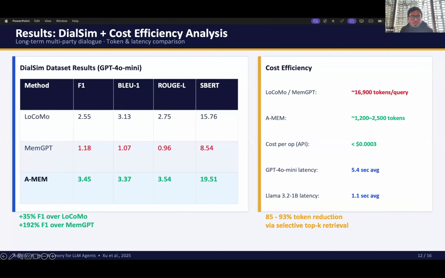For cost efficiency, these are the things reported by the paper: LoCoMo and MemGPT use a lot of tokens, but A-MEM actually reduces the tokens because it does the pre-filtering with the embedding similarity. Those 10 nodes retrieval actually eliminates a lot of token usage. Cost per operation is very low. I don't know if it's less or more, but this is the value they mentioned. Yeah, these are the latencies.